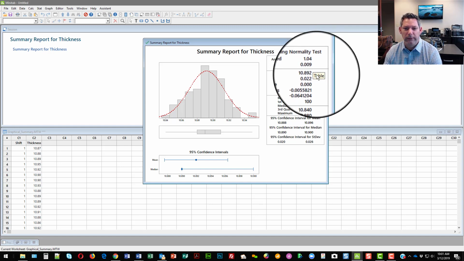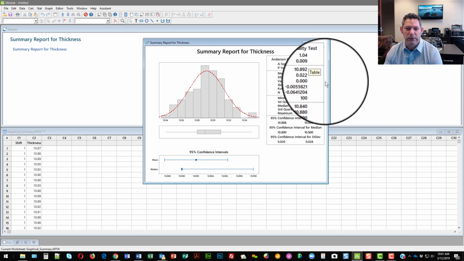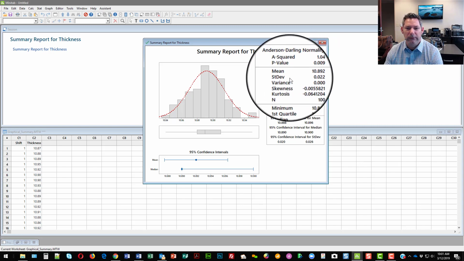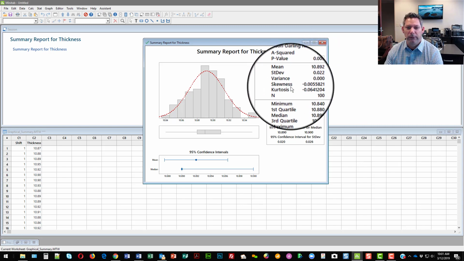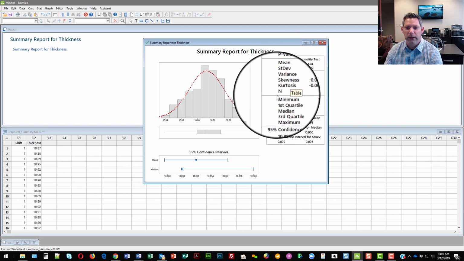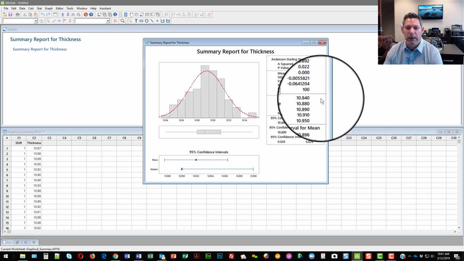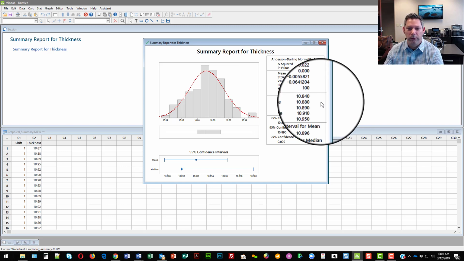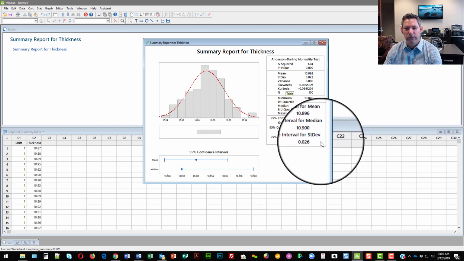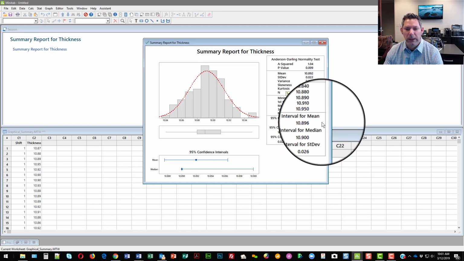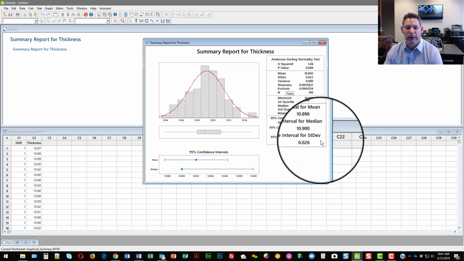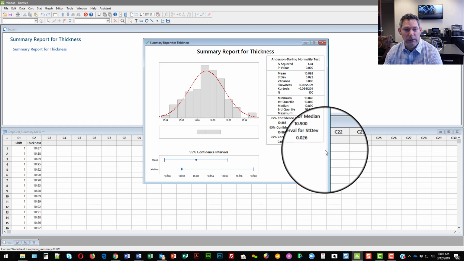Measures of central tendency and also measures of variation and spread. We've got mean, standard deviation, variance, skewness, kurtosis, and the total number of data points. We've got min, max, first quartile, third quartile, and then confidence intervals for the mean, the median, as well as the standard deviation. So a lot of information here in the graphical summary.